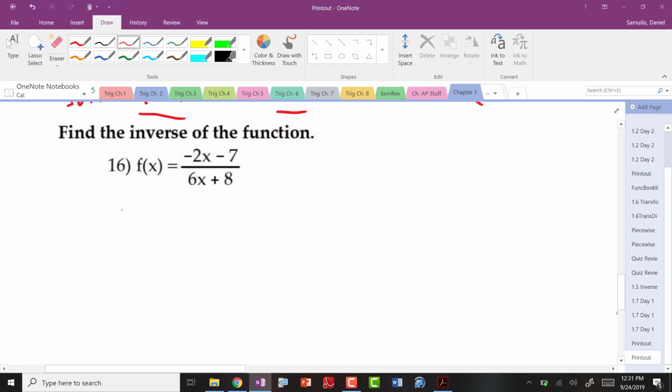Like I said, I wanted this to be quick, and you can always go back and relook at stuff. When I say inverse, you say switch x and y, Mr. Samuelus. All right, and then you get this. Shh, be calm.